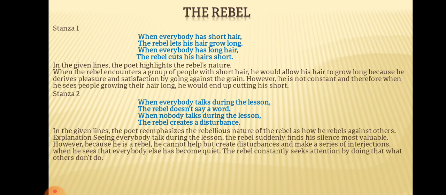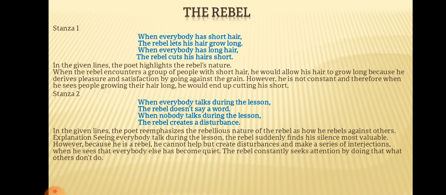Here the poet highlights the rebel's nature. When the rebel encounters a group of people with short hair, he would allow his hair to grow long because he derives pleasure and satisfaction by going against the wind. However, he is not constant, and therefore when he sees people growing the hair long, he would end up cutting his hair short.